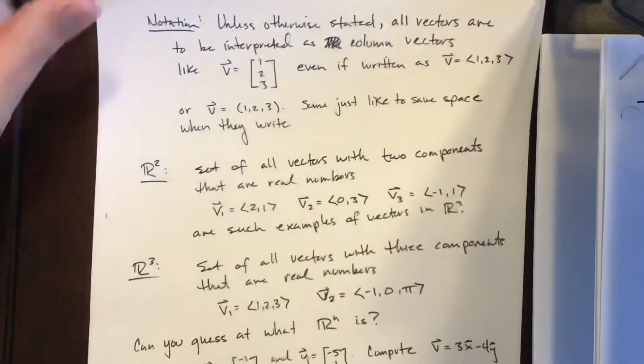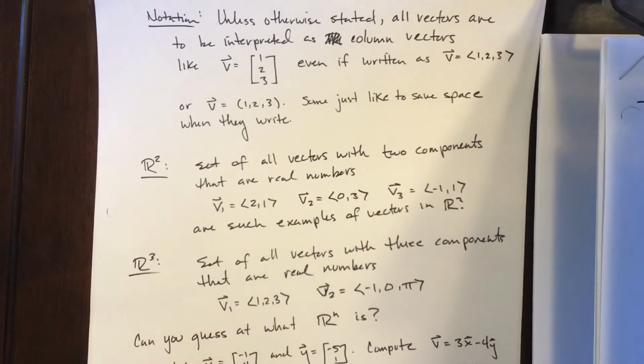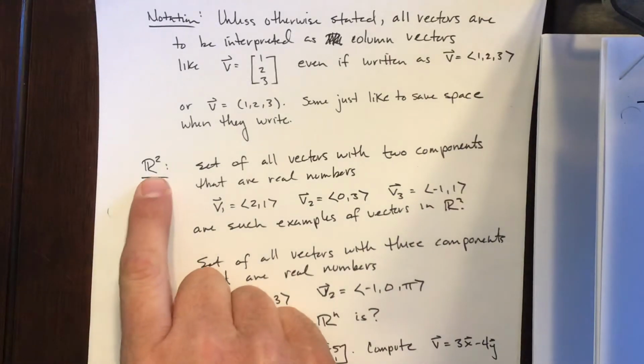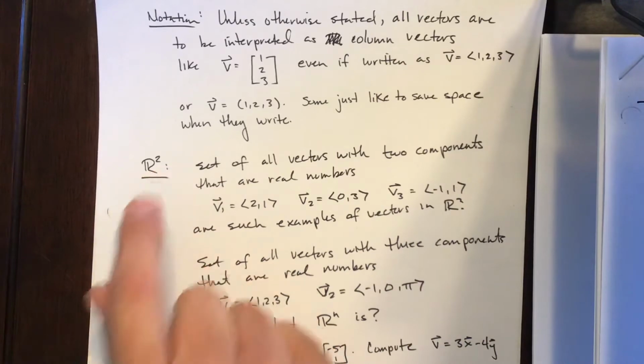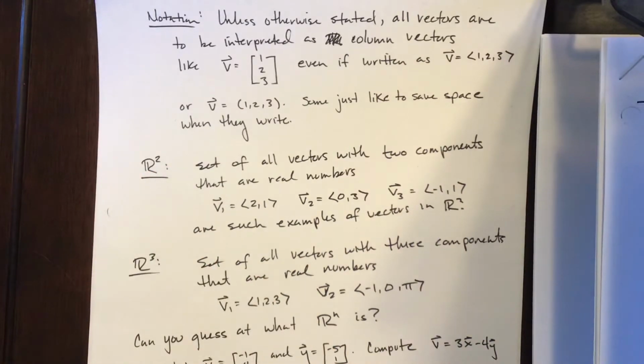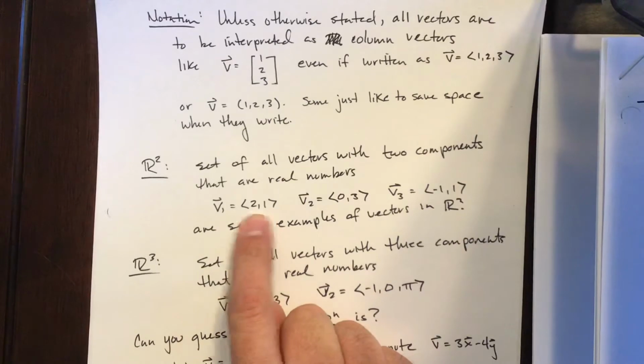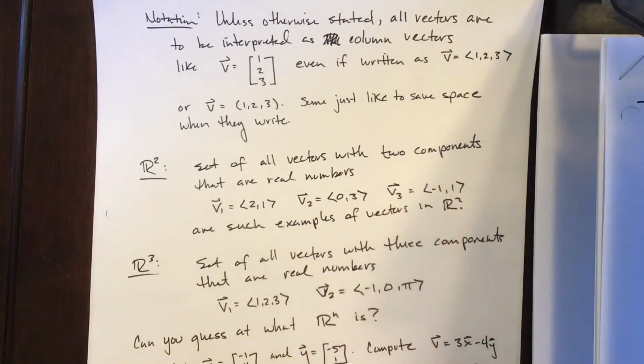Now, what is Rn? Well, we can first talk about what is R2. The R means real, and the 2 means the number of components that vector has. So it's the set of all vectors with 2 components, both of which are real numbers. So 2 is a real number, 1 is a real number. There are 2 slots in this vector. This is a vector that's in R2. So 0, 3, negative 1, 1, those are all examples.